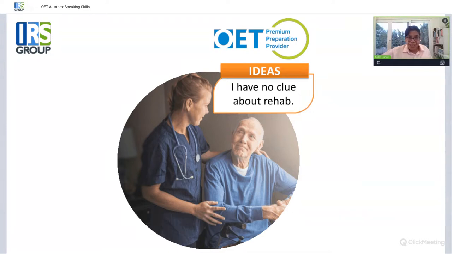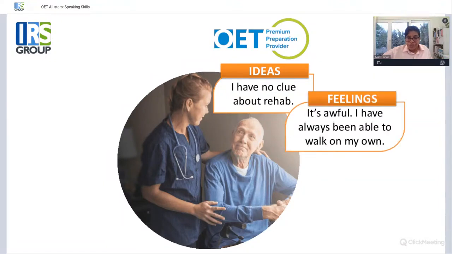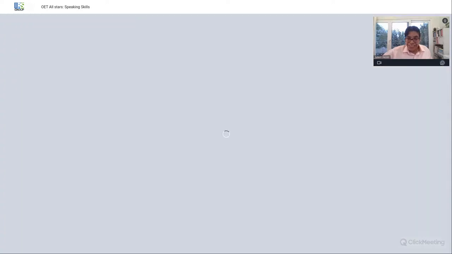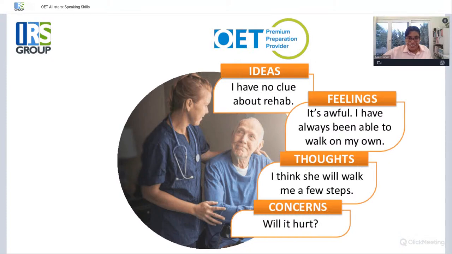So he thinks he has no clue about the rehab. And that's his idea. He doesn't have an idea, to be honest. And his feelings, he thinks it's awful. He has always been able to walk on his own, and now he is unable to. So that's worrying him. What's the next thing that's bothering him? His thought. He's thinking that the health professional will help him to walk a bit. And his concerns. He is worried if it's going to be painful.